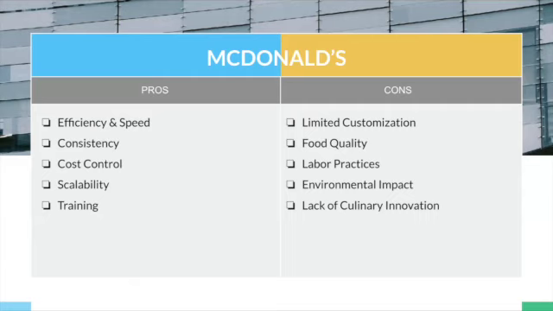For the cons, we have limited customization, which is that menus offer less flexibility for individual preferences or dietary restrictions. Food quality: the emphasis on speed and cost effectiveness can sometimes compromise ingredient quality and nutritional value. Labor practices: repetitive tasks and potentially low wages could lead to employee dissatisfaction and turnover. Environmental impact: large-scale food production can contribute to waste and environmental concerns. And lastly, the lack of culinary innovation: the focus on consistency can diminish creativity and menu innovation, so there's no change in the menu.